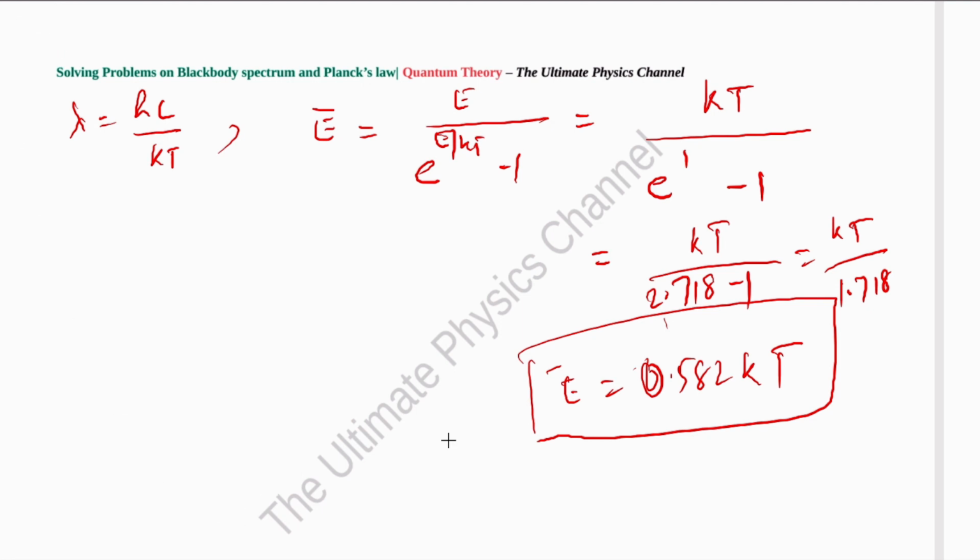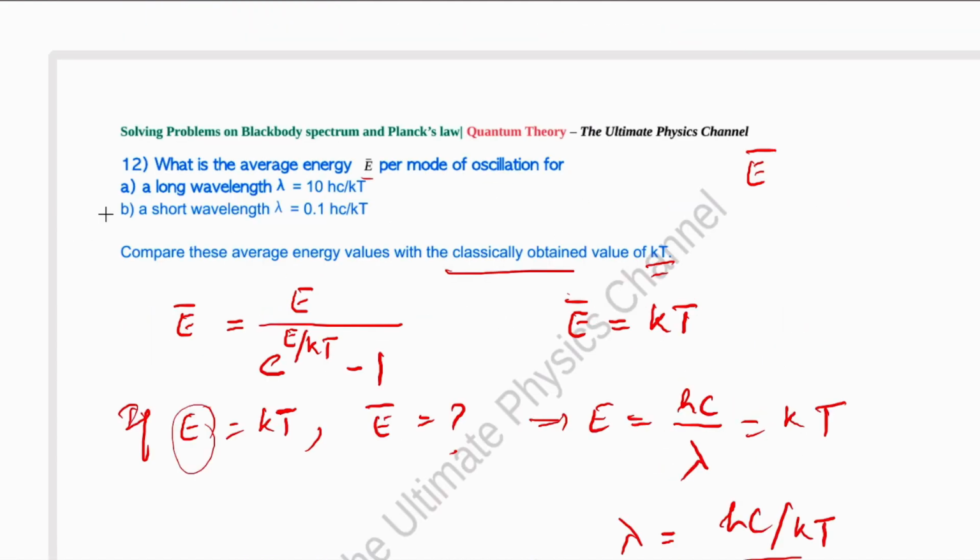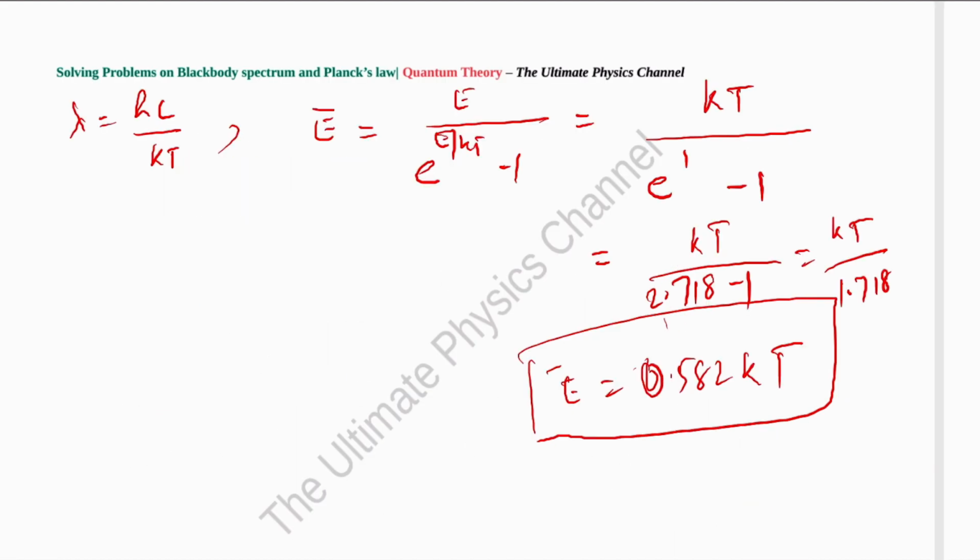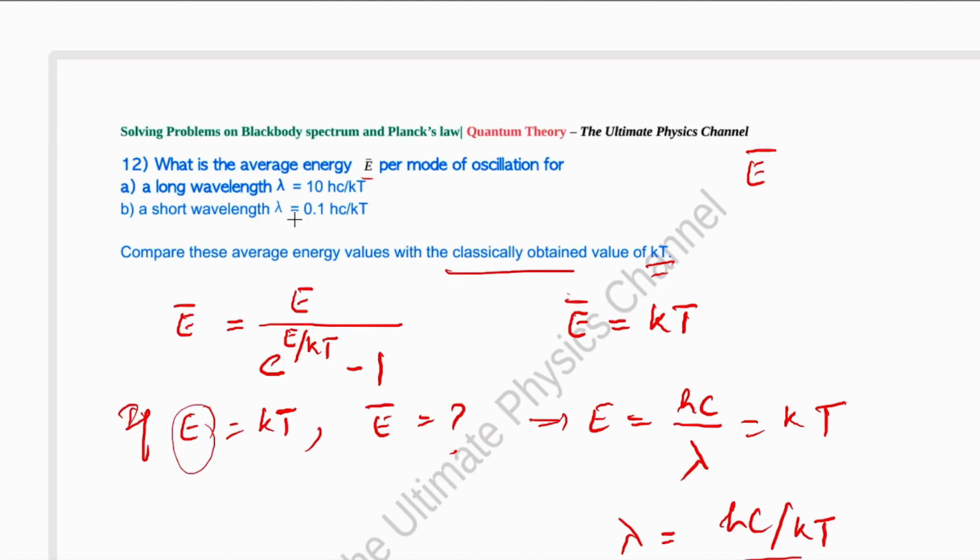Now, for comparison, we have done this actually. The actual question does not involve this calculation. The actual question is for two other wavelengths, or two other energy values correspondingly. That is, lambda is equal to 10 hc over kT and lambda is equal to 0.1 hc over kT. Because we have done this for comparison, we will now continue. The first case is lambda equal to 10 hc over kT.